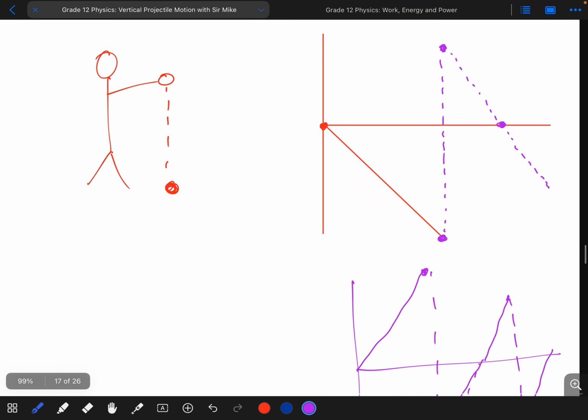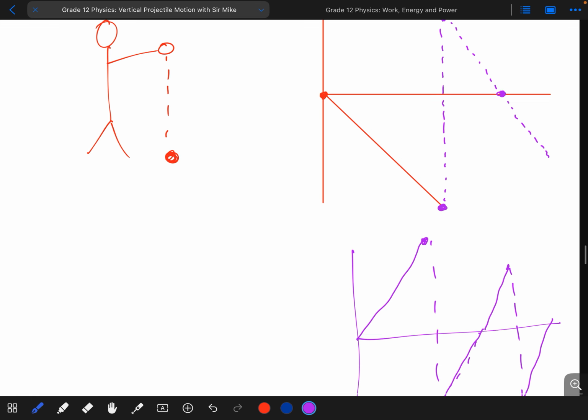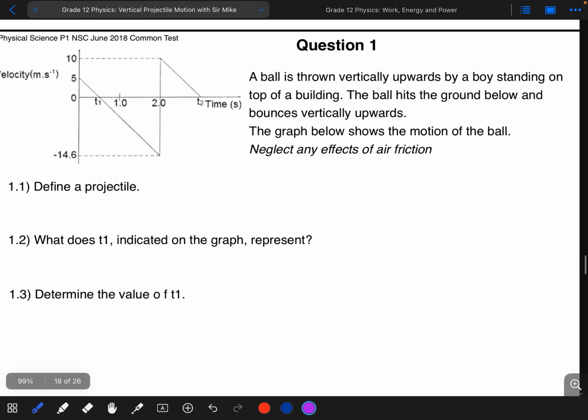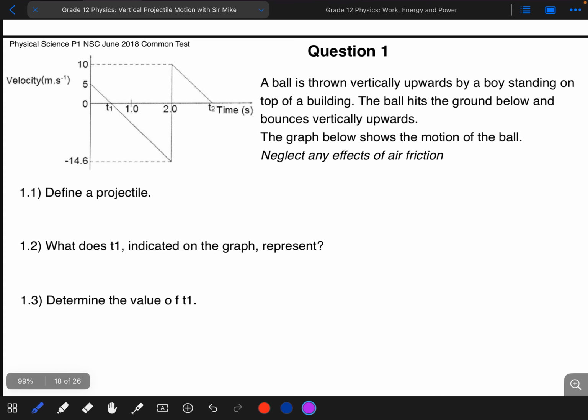Now we're going to look at some quick examples of what I have prepared down there, which is question 1, a question which was written in June 2018. Question 1 says that a ball is thrown vertically upwards by a boy standing on top of a building. The ball hits the ground below and bounces vertically upwards. The graph below shows the motion of the ball. Neglect any effects of air resistance.